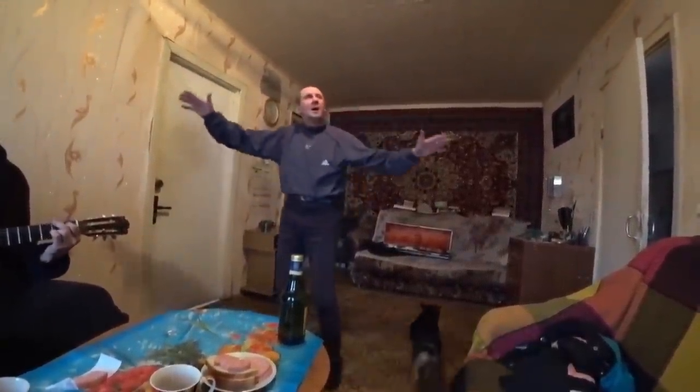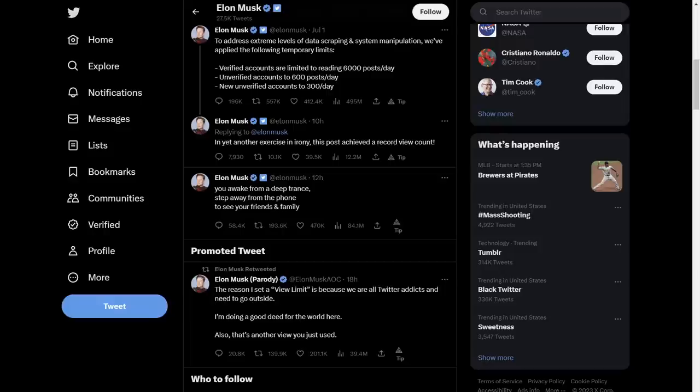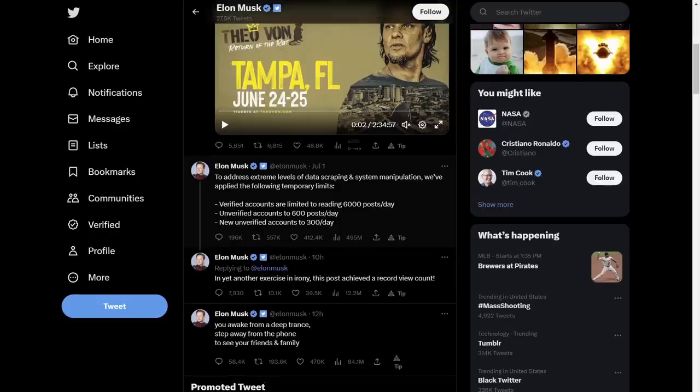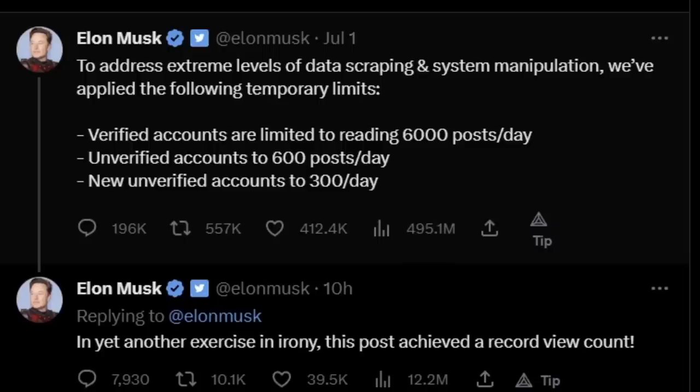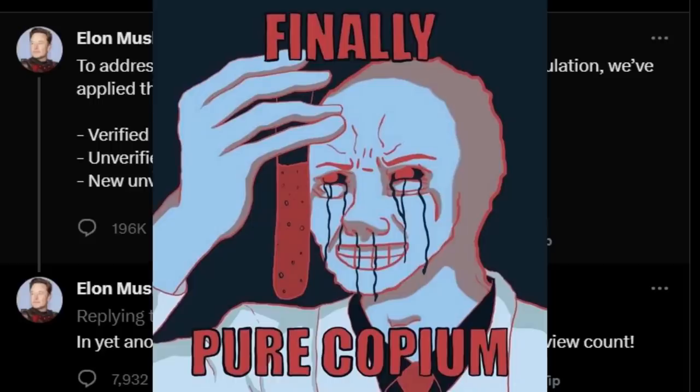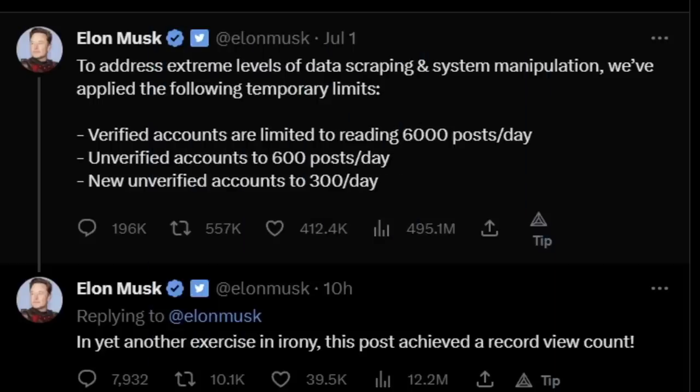But anyway, Elon is claiming that despite the rate limits, despite blocking the lurkers from Twitter and from viewing his tweets and other people's tweets, this specific tweet right here has achieved a record view count. And assuming that this is true and not just copium, it will probably give Elon the confidence that he needs to actually stick with this decision of locking Twitter down more than it has ever been. Personally, I can't see too many people actually buying into this.